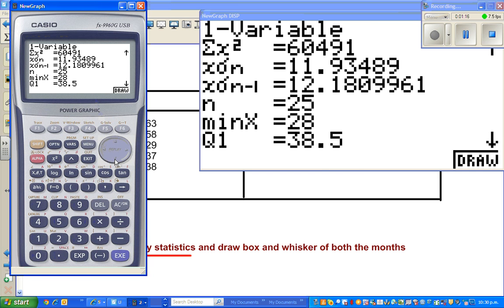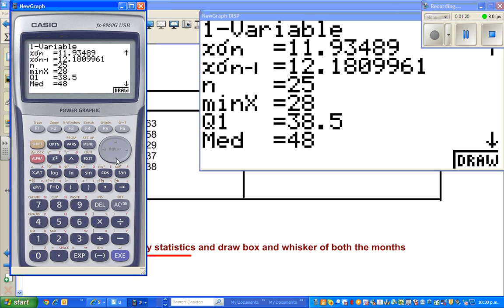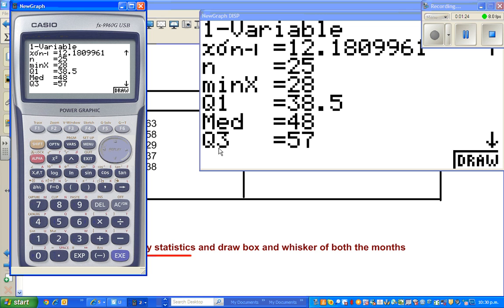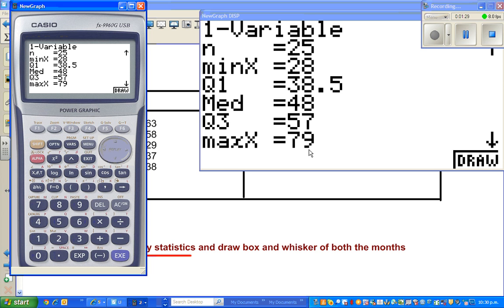If you scroll down, Q1, which is the lower quartile, is 38.5. Median is 48. The upper quartile, which is Q3, is 57, and the maximum is 79.